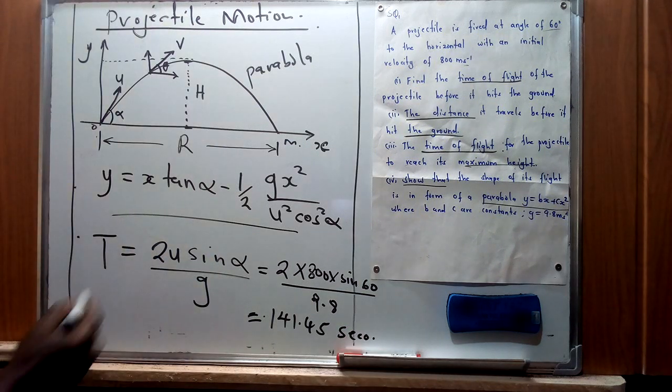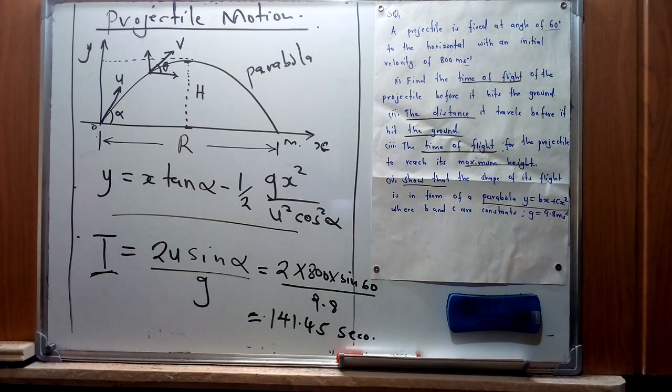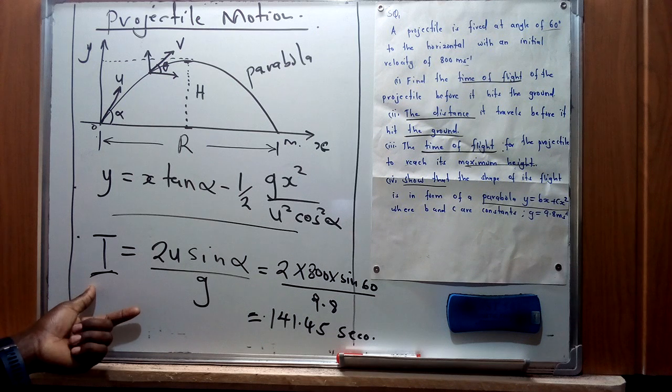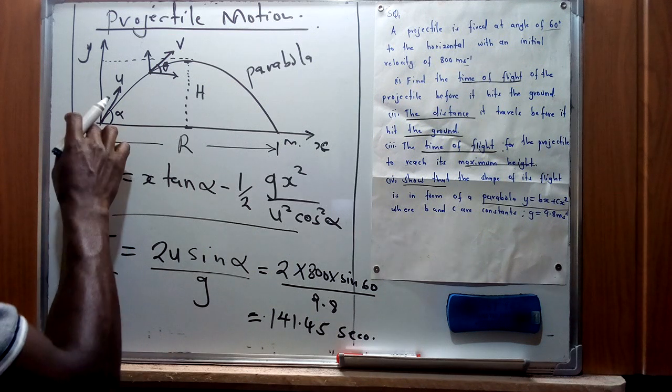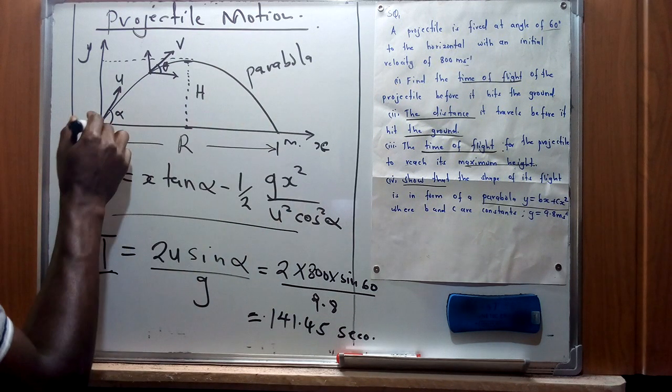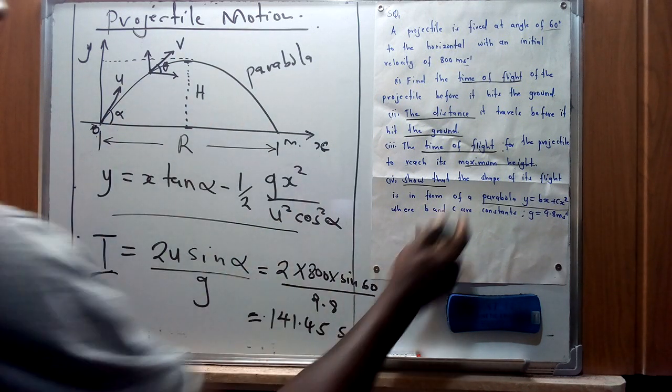So therefore, the time of flight for our projectile, we just do a substitution in this formula and find that it's 141.45 seconds. It travels from point O to M. So this is the first one.